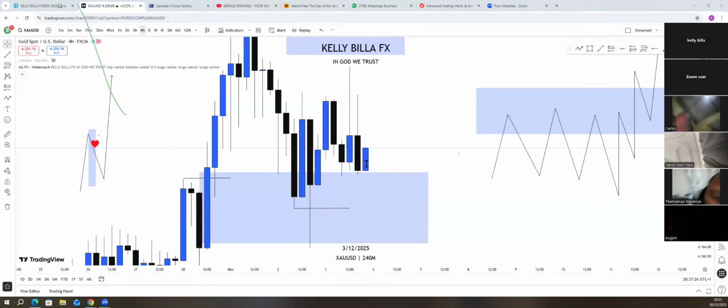Each time frame, for example, one candle on this 4 hours time frame shows that the candle was there for 4 hours. And if you go to the daily time frame, one candle represents 24 hours of price action.